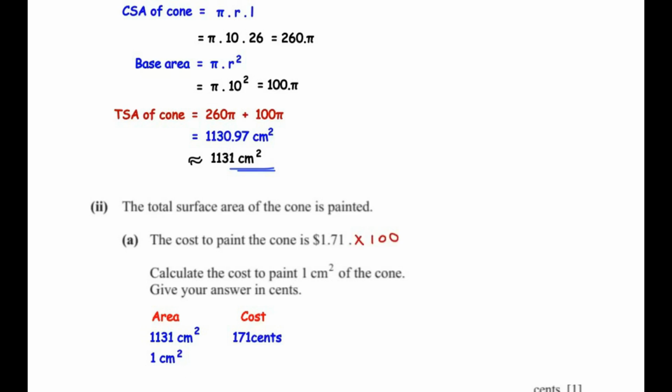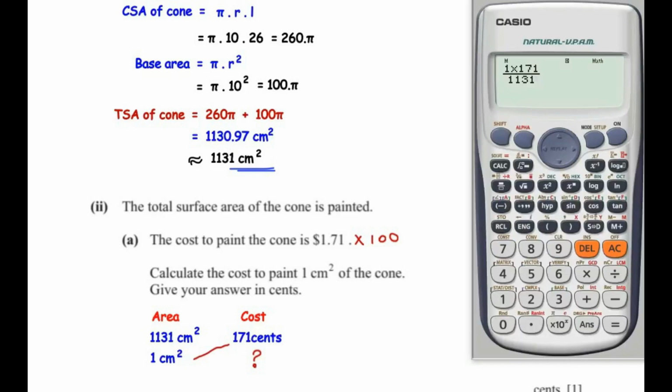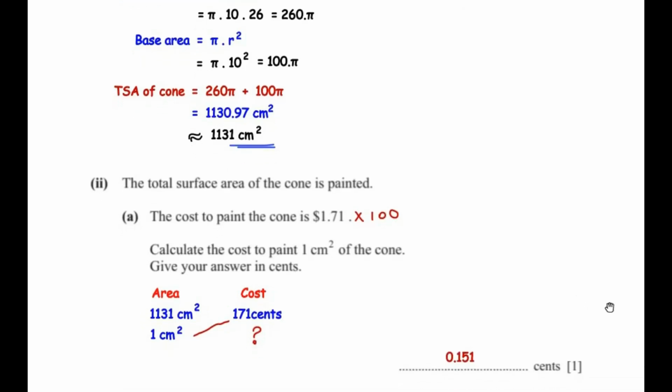Then to paint 1 square centimeter of the area, what is the cost going to be? So we are going to multiply 1 times 171 and this product is going to be divided by 1131. So let us see what value this gives us. So 1 times 171 over 1131, this is going to give us the value as 0.15119. I'm going to round it to 3 decimal places. So answer is going to be 0.151 cents. So this is our answer. Now moving on to the last sub question.